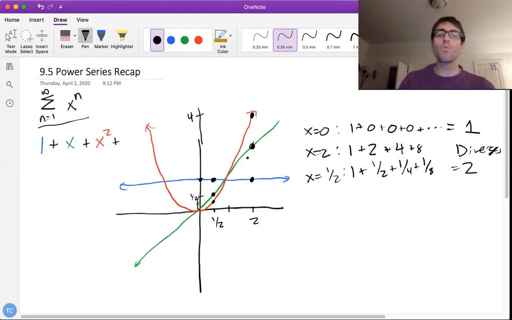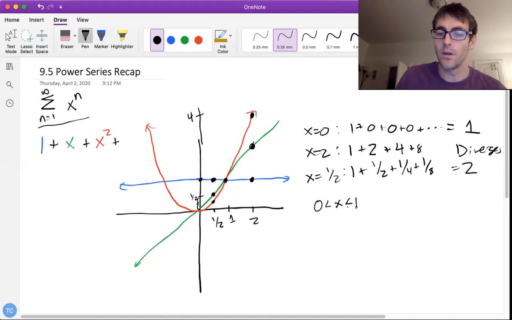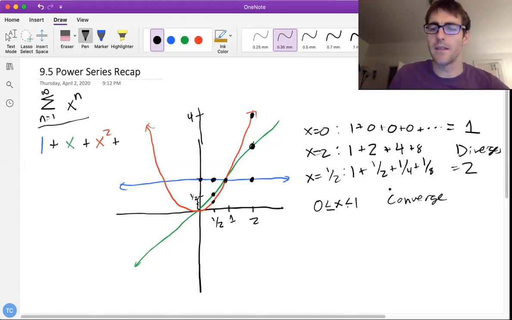So with this picture, you might guess that the cutoff is at x equals 1. So for anything less than x equals 1, so for now, let's just say x between 0 and 1, this thing is going to converge. It also converges for some negative values, but we'll discuss that in a second. And for x equals 1 or bigger, it's going to diverge, right?